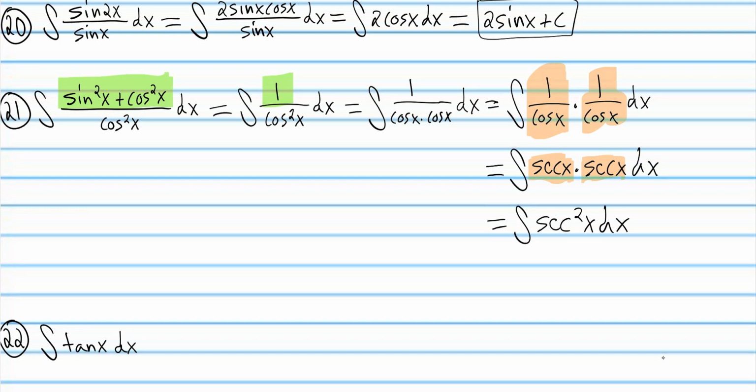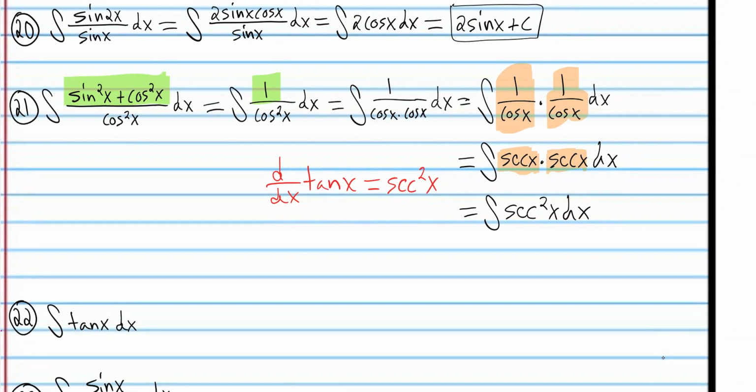Now, the derivative, I'm sure you probably remember, or at least it seems kind of familiar to you, the derivative of tangent x is secant squared x. So what is the antiderivative, or the family of antiderivatives? That's just going to be tangent x plus c. That's it.